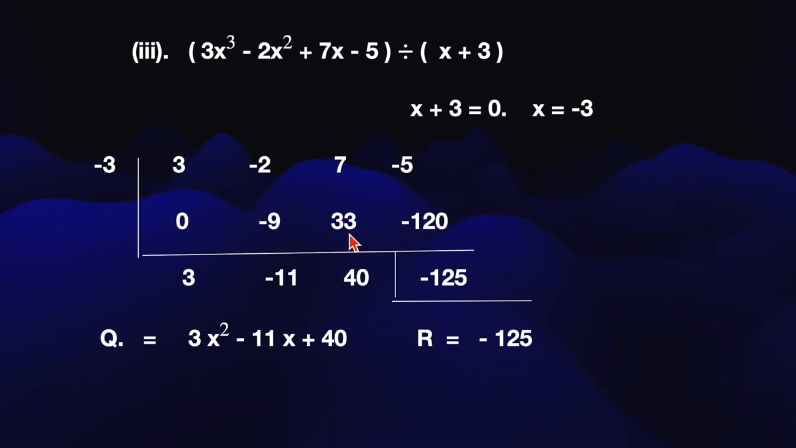Multiply, you get 33. Add, you get 40. 40 into minus 3 is minus 120. Add it, you get minus 125. Okay, that's it. This is the remainder. This is the constant. This is the coefficient of x. And this is the coefficient of x square. So this is the quotient and this is the remainder.